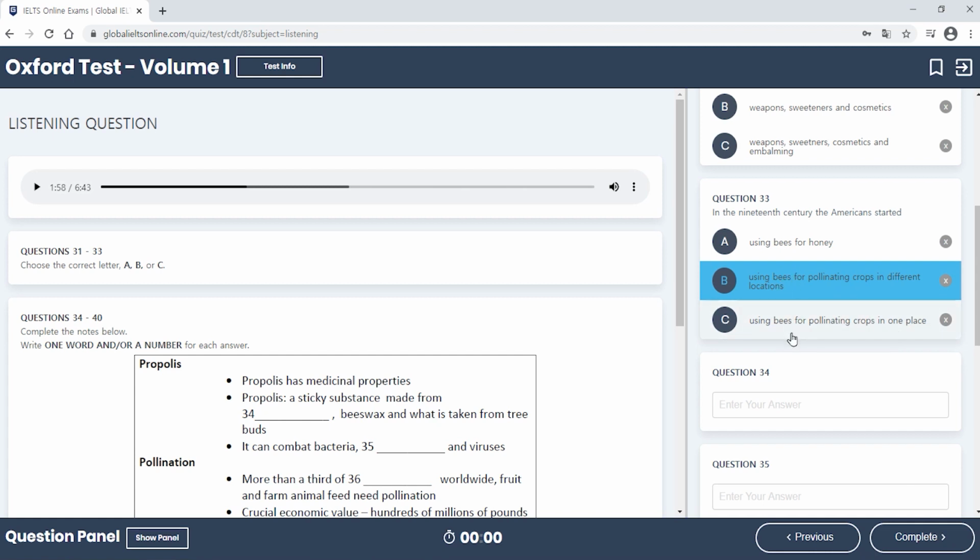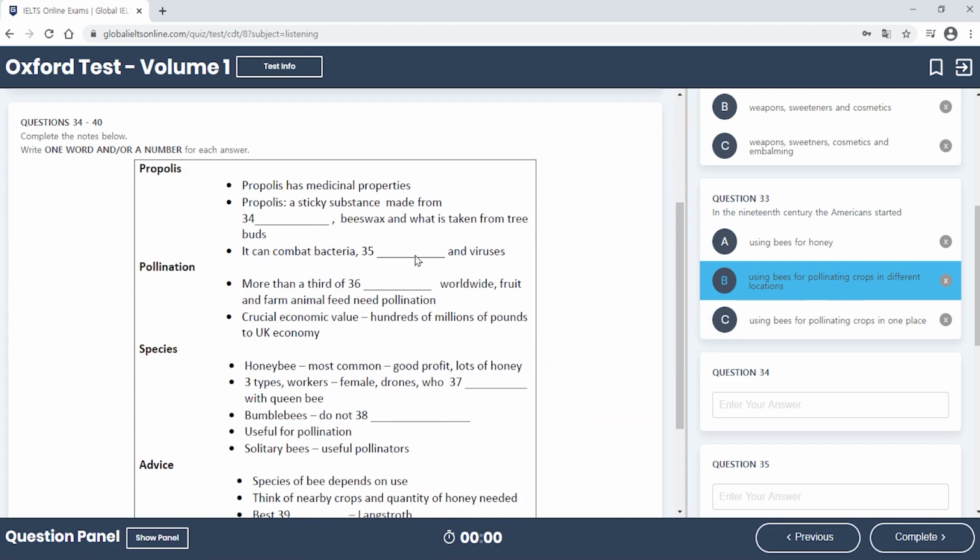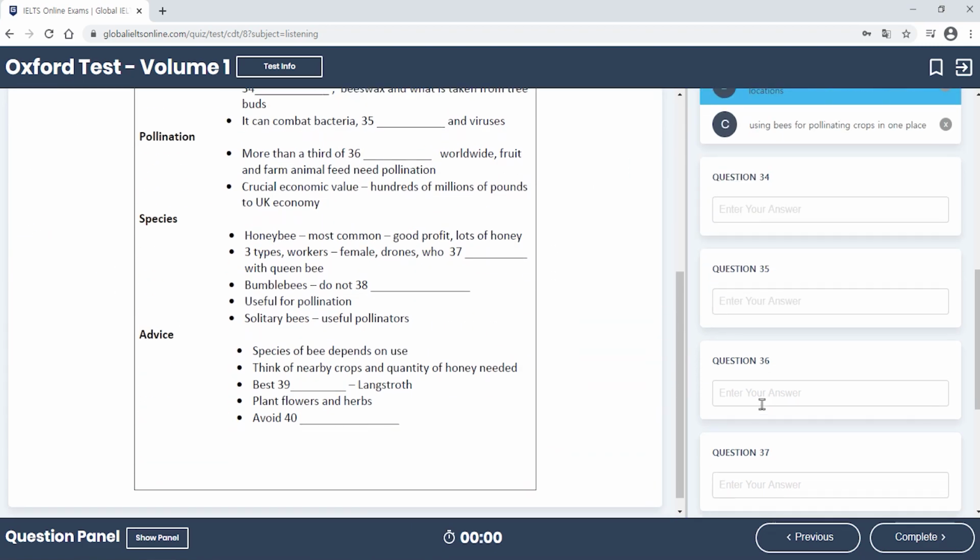Okay, so I was right, it was going to be B or C. 50-50 shot. If you were panicking in your real test, you got a 50-50 shot at picking the right answer. And then moving them into different locations or taking them to different places. So that's how we knew it was B. So now we're going to move on to filling in the key information.